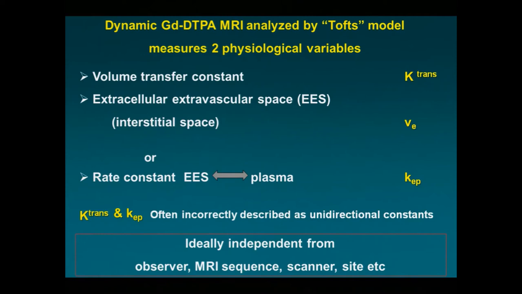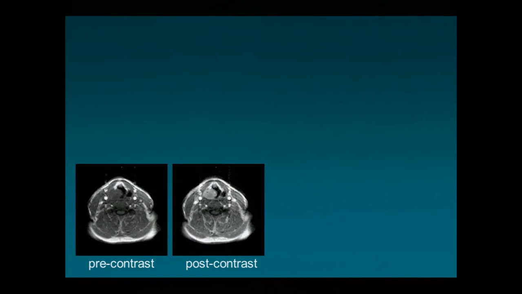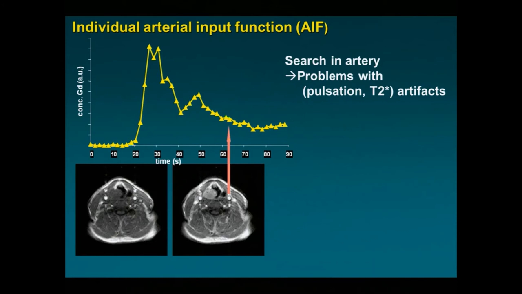So this is an example here of a patient with a head and neck tumor. Here you see the tumor before the contrast and after the contrast. And this is the arterial input function which has been probed from this artery here.